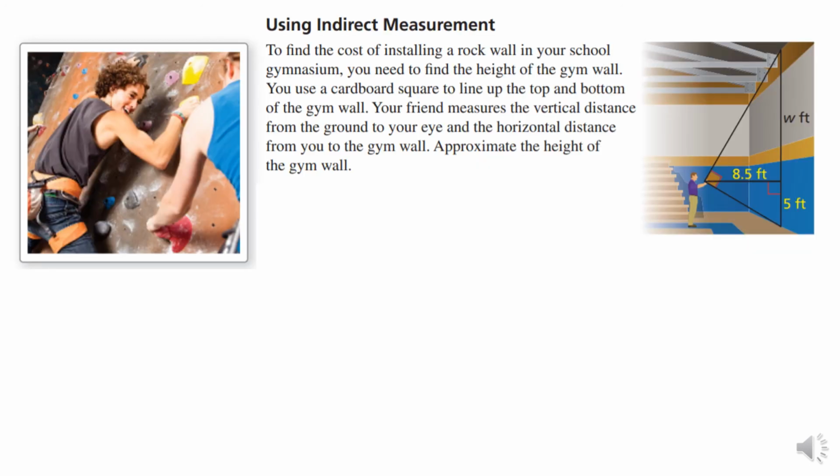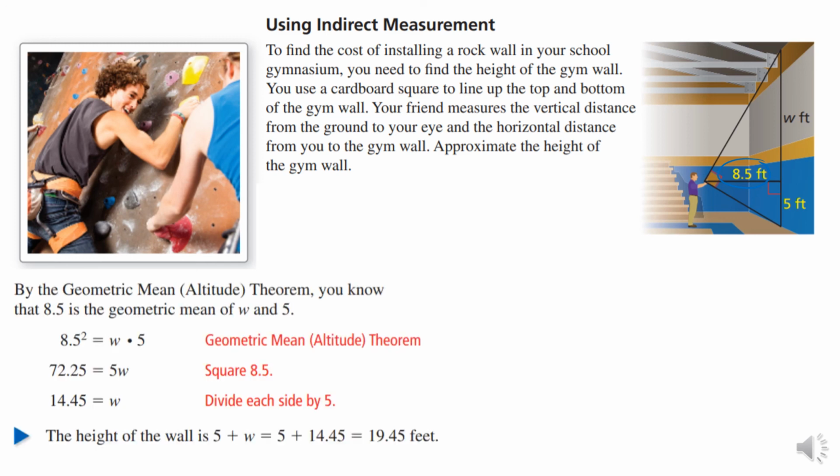Okay, so now we're going to use indirect measurement to find the cost of installing a rock wall. So first thing I'm going to do is identify the geometric mean. It's 8.5. Okay, now I have to look at which two triangles I'm looking at. I am looking at the medium and the small triangle. I am not looking at the big one. So what I'm going to do is set it up. So the geometric mean altitude theorem is right there, and it shows you how to set it up. So make sure you look at how the work is set up.